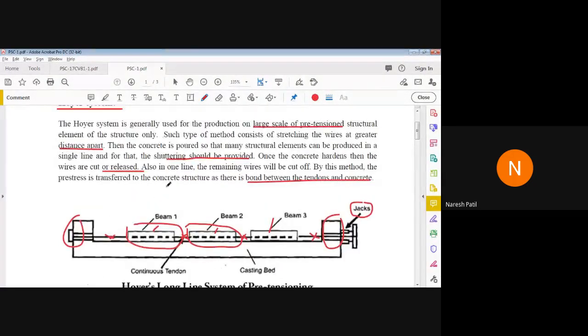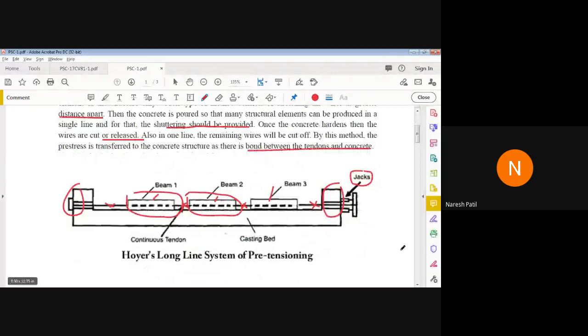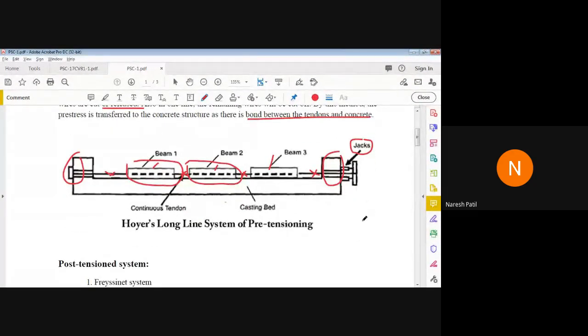Only you have to explain the same and you have to draw the sketch. So you will be getting full marks for that. Okay, so this is called the Hoyer long line system.